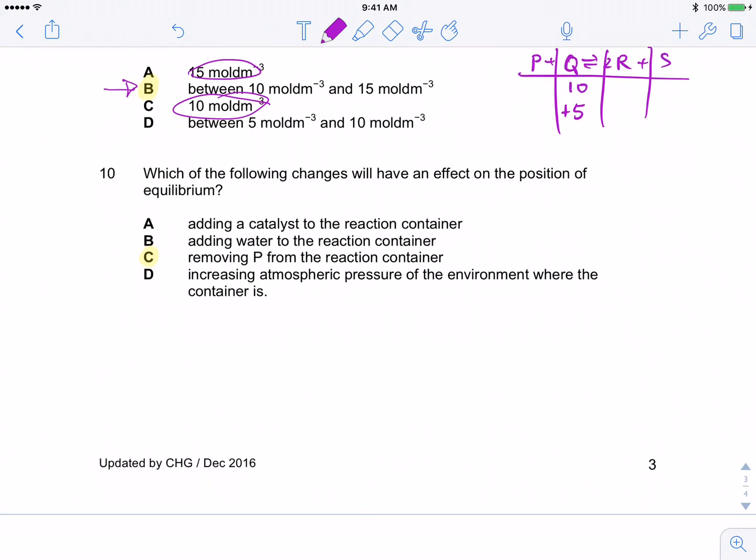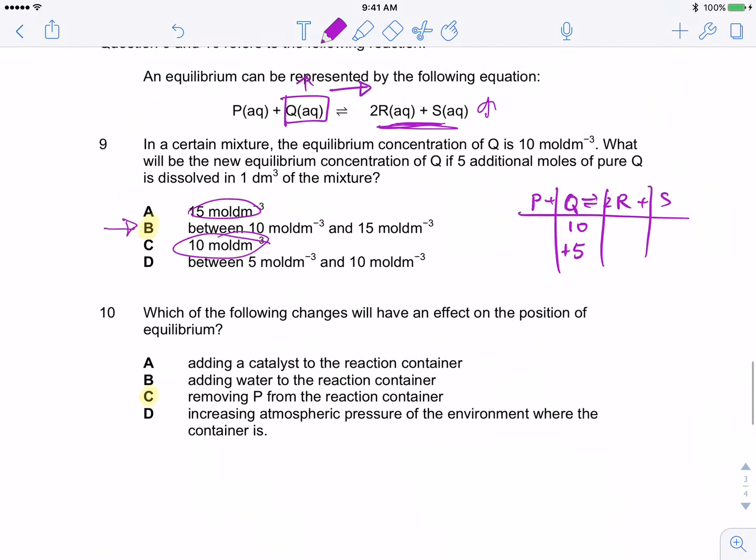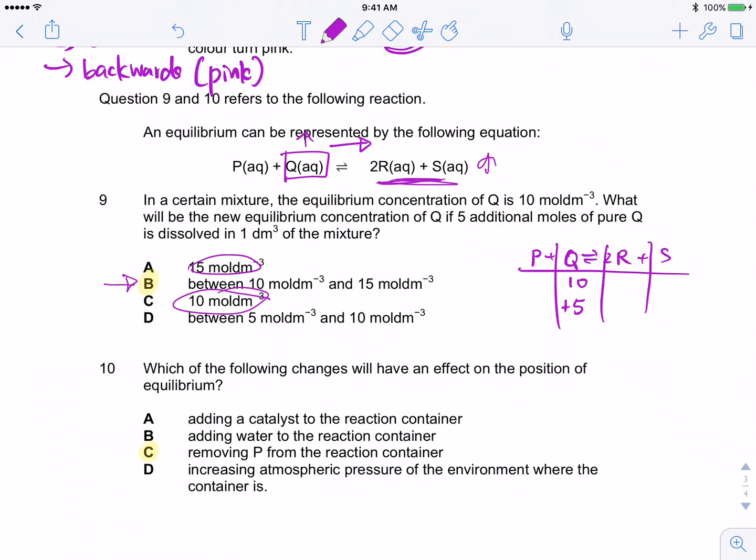Which of the following changes will have an effect on the position of equilibrium? A. Adding a catalyst. Wrong. Catalyst does not affect equilibrium position. B. Adding water to the reaction container. Okay, if you add water, since water is not a reactant here, it's just a solvent. And if I add water to the reaction container, I'm diluting everything to the same extent. So it also does not affect the equilibrium position.